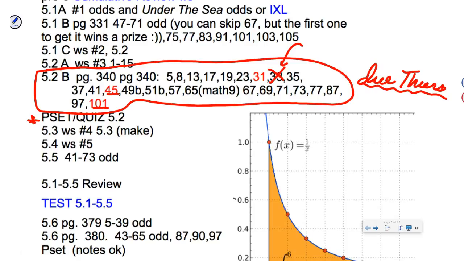I don't know why these are in red from last year. I might have done it with them. Due on what day? Thursday. You're going already? You just got here. Okay. It's due on Thursday.